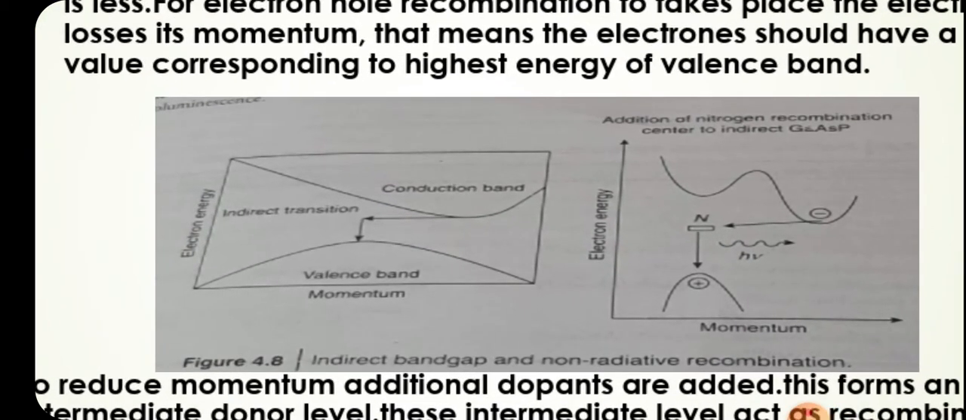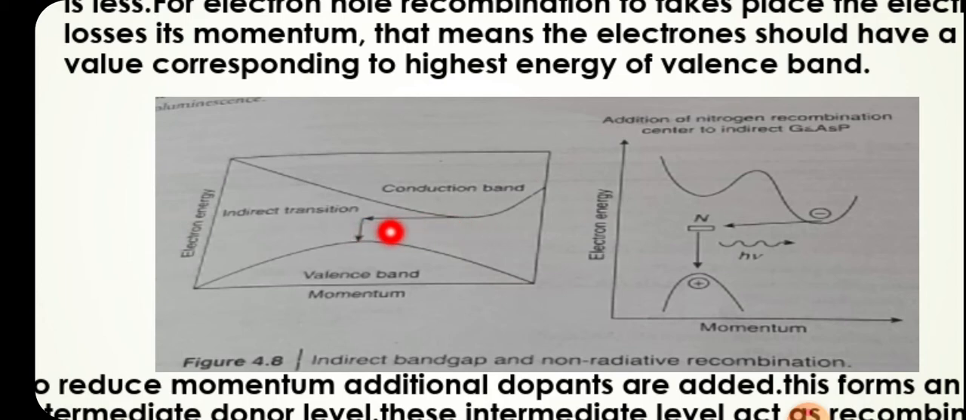So it is explaining that if here the lowest energy electrons in the conduction band stay in a place here, and it has got a momentum which is higher compared to that of the highest energy electron of the valence band. So if we reduce this momentum of the lowest energy electrons in the conduction band to some place which has the same momentum as that of the valence band highest energy hole, then direct recombination will take place.